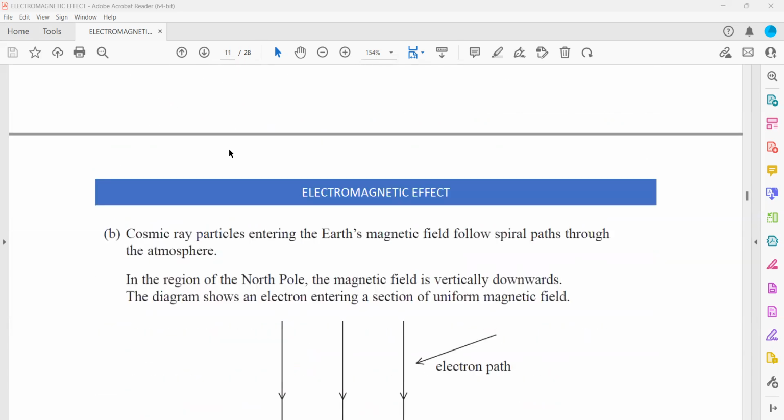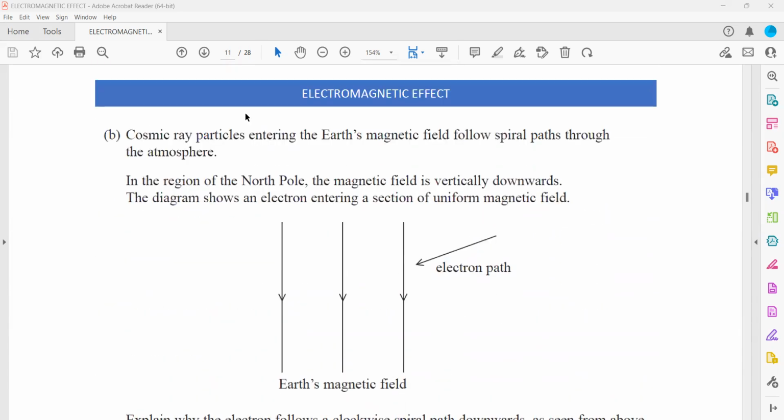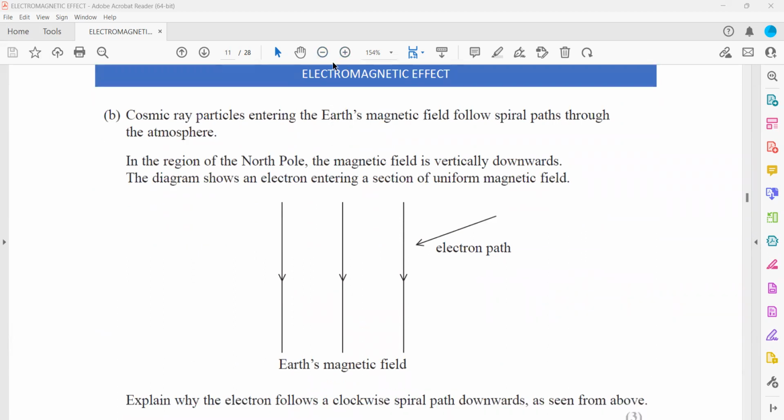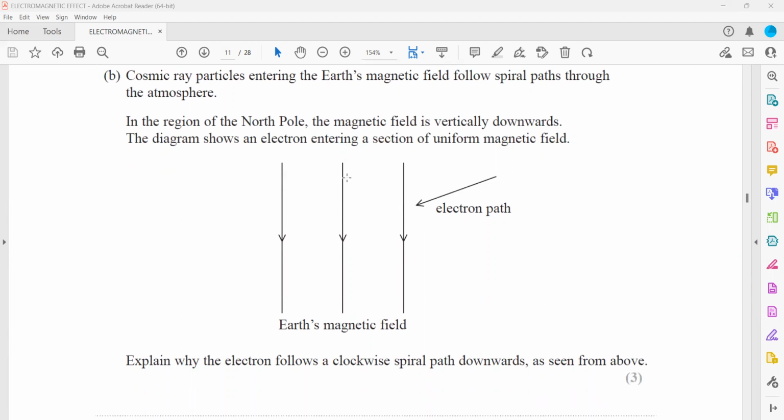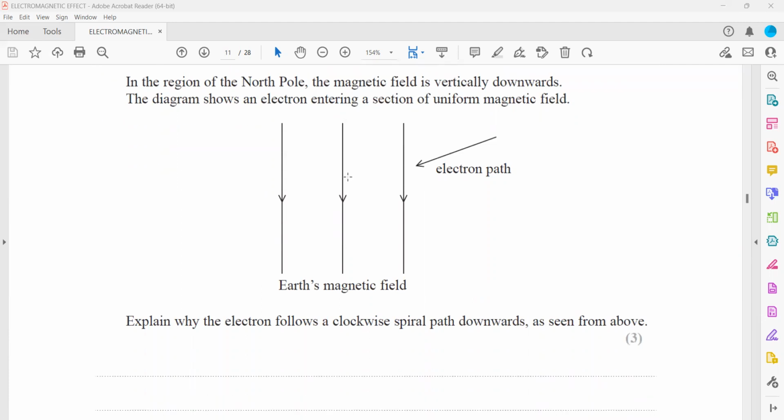Part B. As you can see, the cosmic ray particles which are entering the Earth's magnetic field follow a spiral path through the atmosphere. In the region of the North Pole, the magnetic field is vertically downward, and the diagram shows the electron entering this field. Explain why the electron follows a clockwise spiral path downward as seen from above.